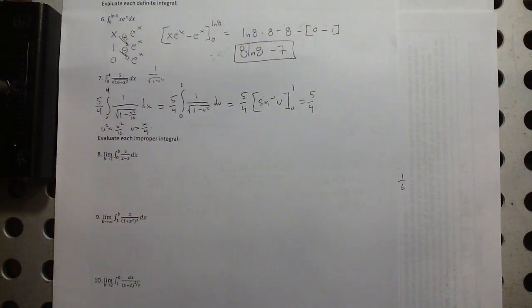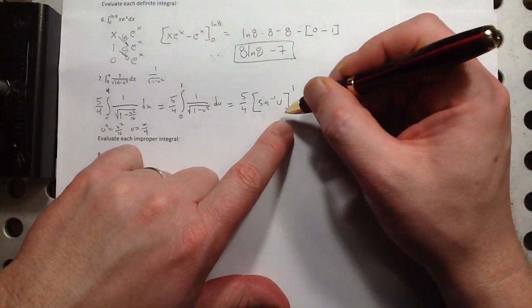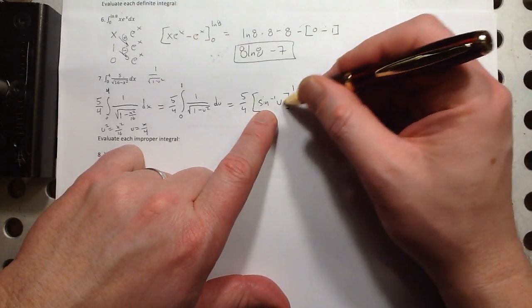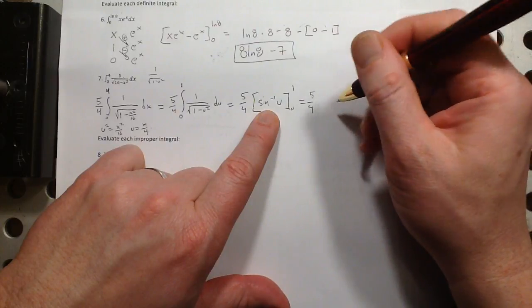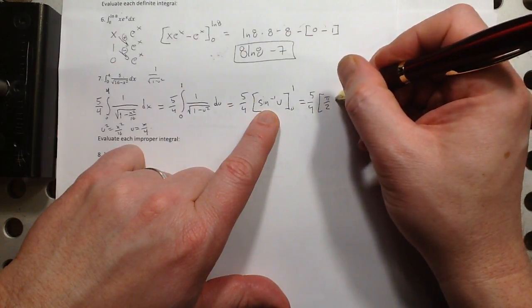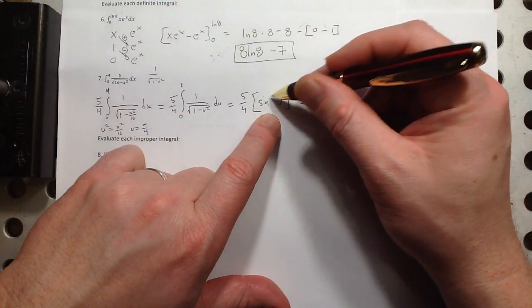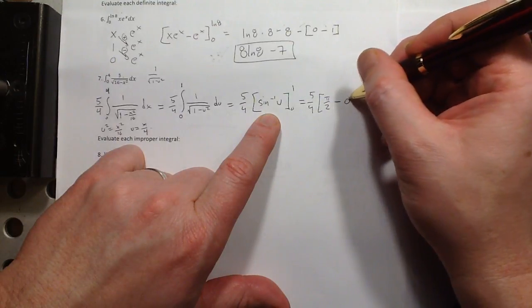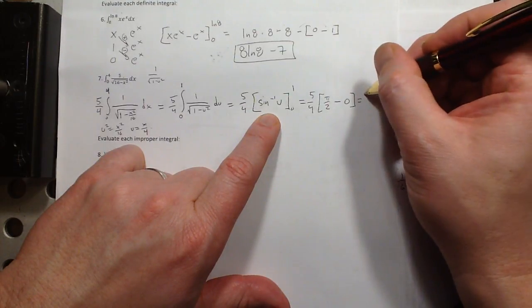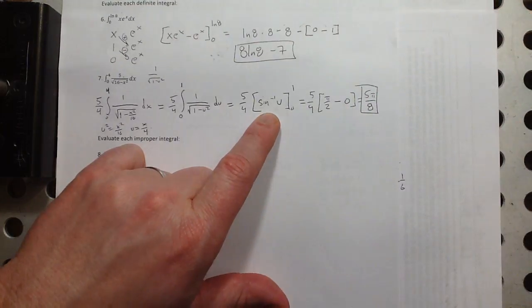So what angle do you take the sine of to get 1? And make sure that you're in the right little restricted domain between negative pi over 2 and pi over 2. So if you want to get 1, that would have to be pi over 2. And then what angle do you take the sine of to get 0? Well, it's just 0. So 5 pi over 8 is the answer there.